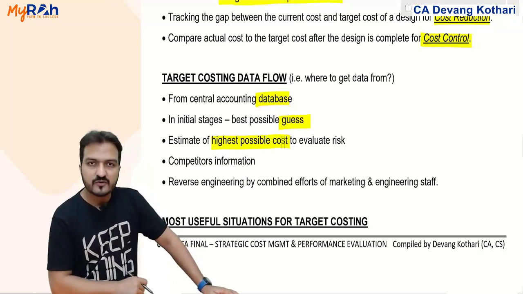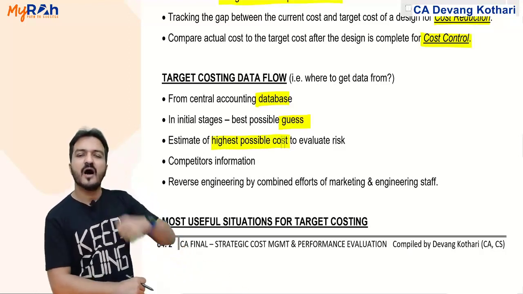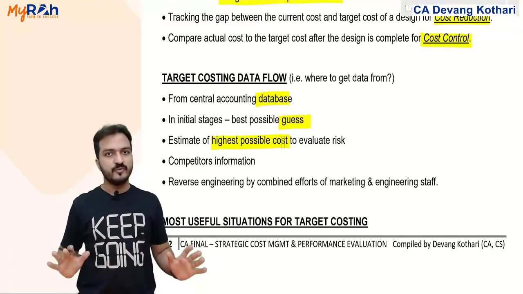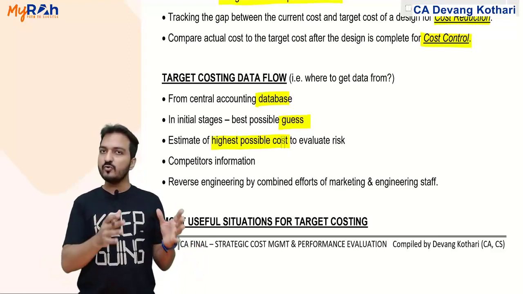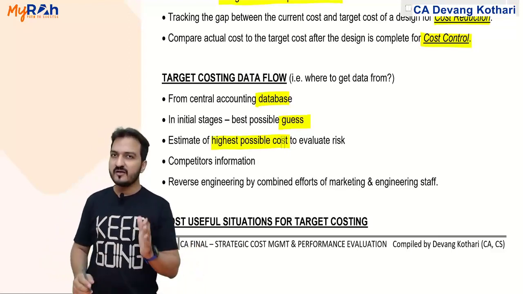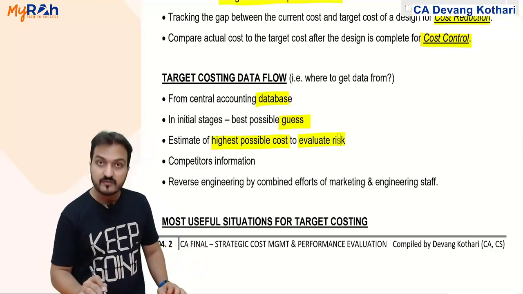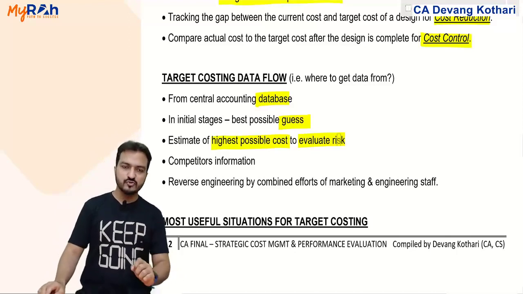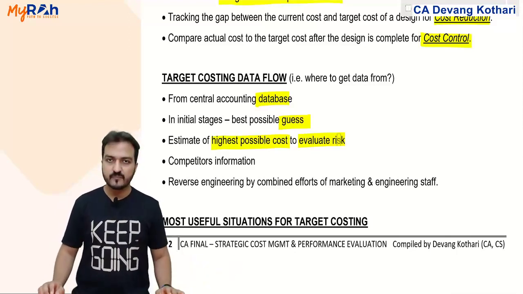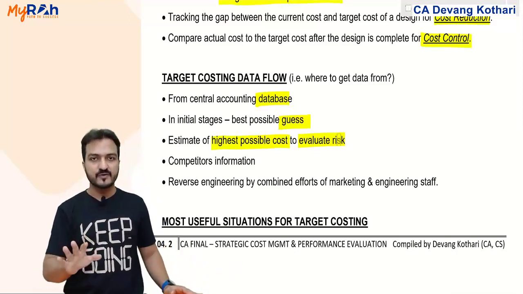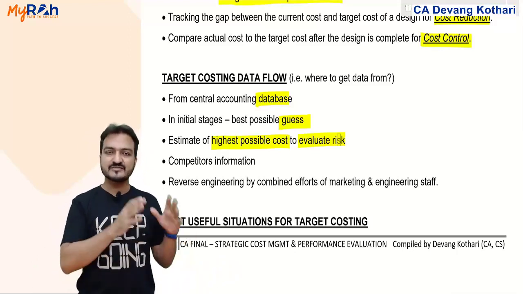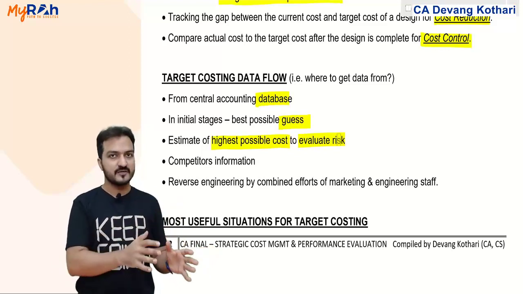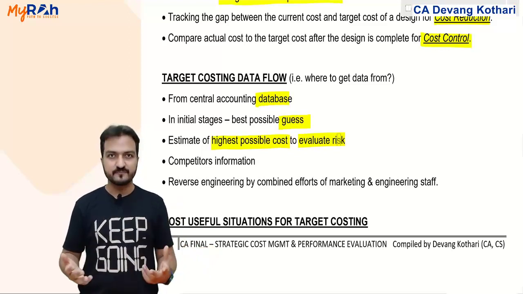Look, while doing the target costing, you will also estimate the highest possible cost. Highest possible cost means max to max how much cost will be incurred. Why do I make this estimate? Well, I make this estimate to evaluate my risk, so that I can know that max to max this cost will go up to this amount. Max to max labor cost will increase by 10%, not more than that. But max to max material cost can increase by 80%. So material is more risky. It will help me evaluate the risk.